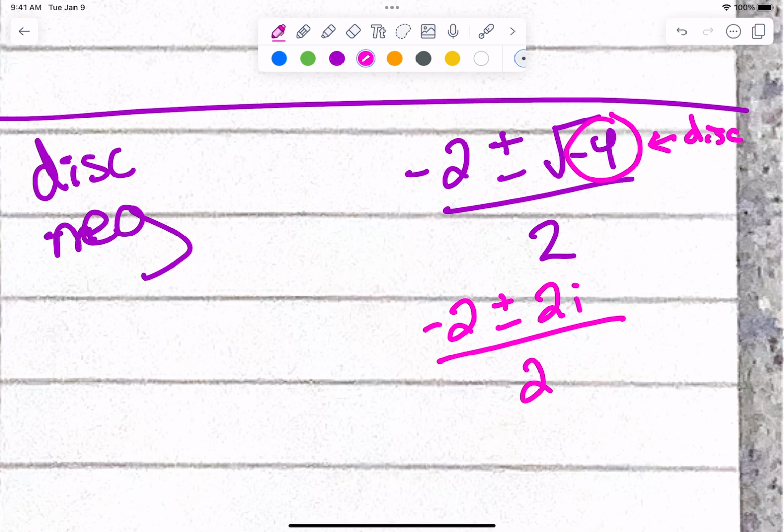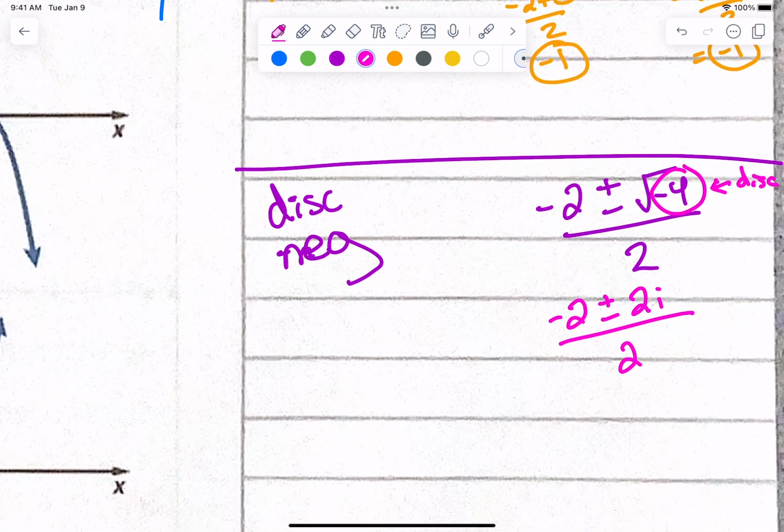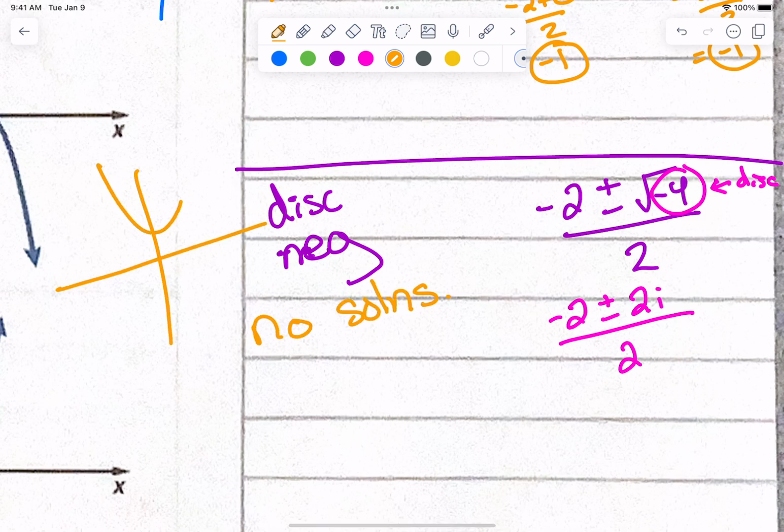How many solutions does that give you? 2 technically. 2 complex solutions, but how many real solutions are there? 0. So this would be no solutions. You are right, there are 2 answers, but they're both complex technically. So there are no solutions there, which means this is going to be the case where he's floating, he's not touching. Does that make sense?